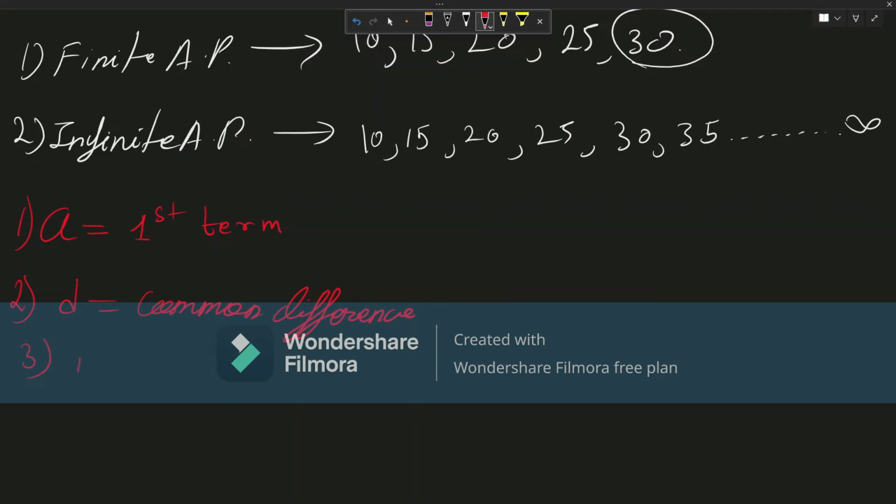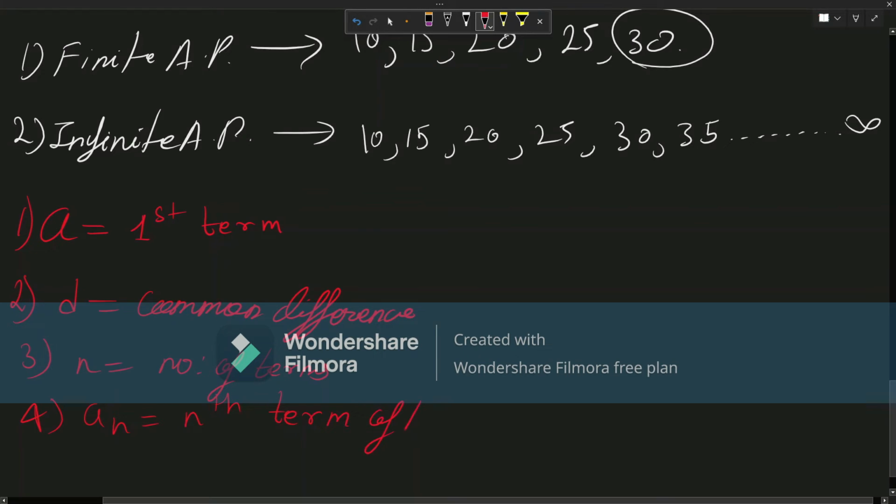Third, N. N is equal to number of terms. If they have given you a question in which they're saying that there are about 50 terms in this sequence, but they haven't given you the 50th term, the last term, then you can say that N is equal to 50. And that's pretty much about it. Yes, one more left is AN. AN is the nth term or general term, or you can say the last term. Nth term of AP.